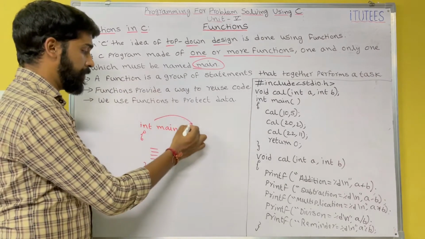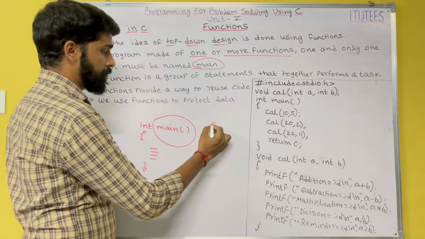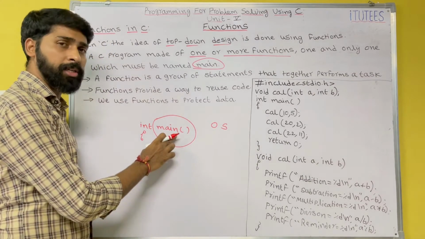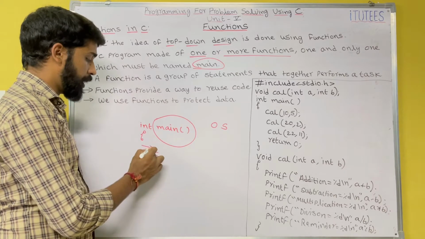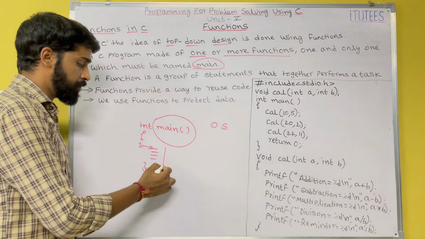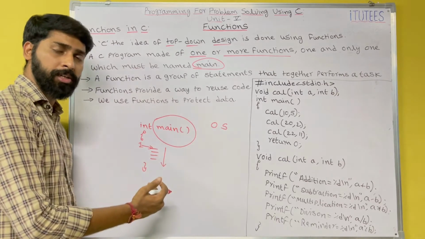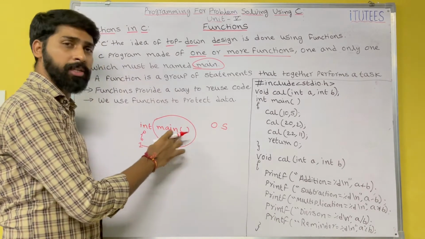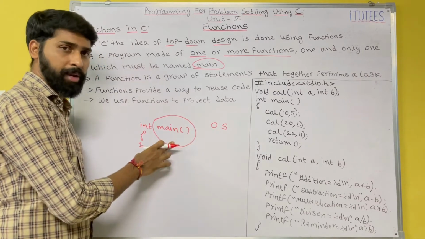Who calls this main function? The operating system. The operating system calls the main function, then the execution starts from the first instruction. The flow goes like this: first instruction, second instruction, and so on. Here, who called this main function? The operating system calls the main function.